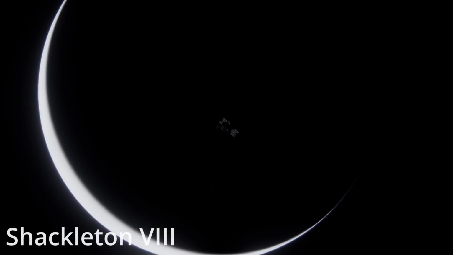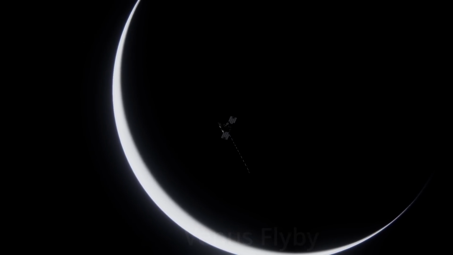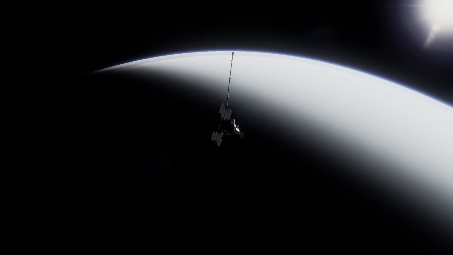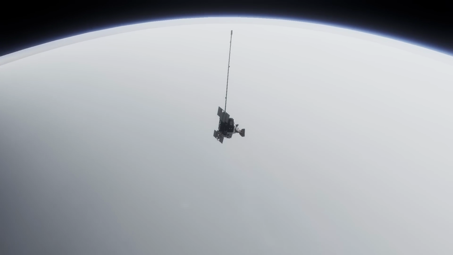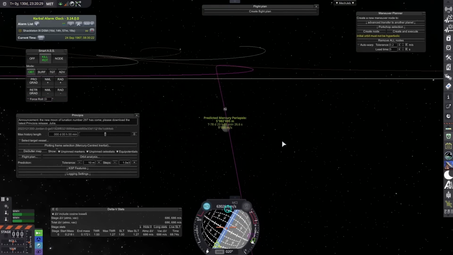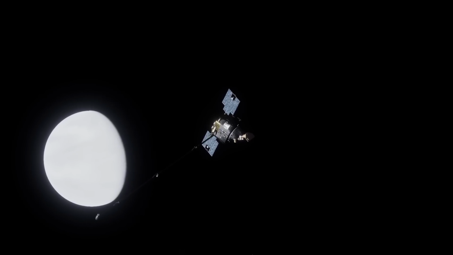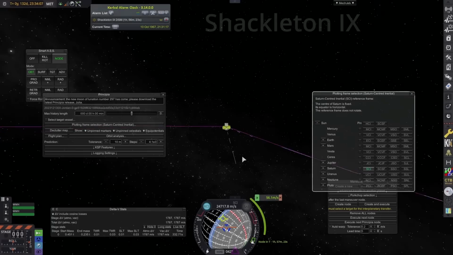Anyway, 24th of October, 1967, Shackleton 8, which is going to be our Mercury flyby, arrives at Venus. Now, this is where we're going to be performing that all-important burn to actually get us over to Mercury. And there we go, we have fired up the engine, and we are getting very close indeed. 6 million meters away at the moment. Not quite as close as I had originally planned, but that's still going to be a flyby of Mercury.